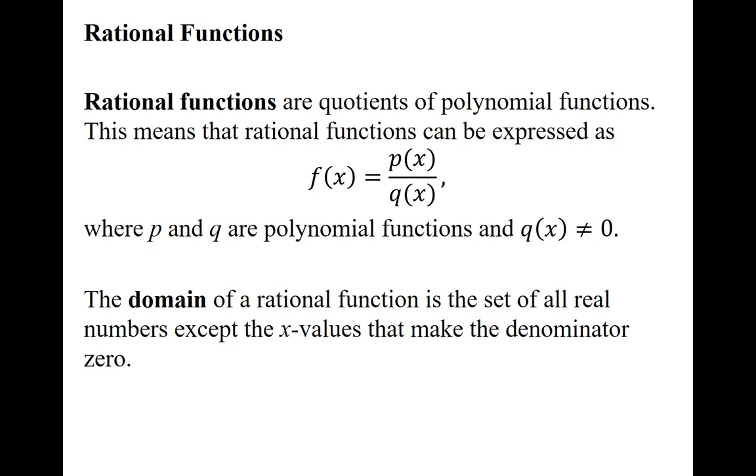The domain of a rational function is the set of all real numbers except the x values that make the denominator zero. So as always, domain is thought of as what we can have, and to get to what we can have, we have to consider what we can't have. In this case, we can't have division by zero.